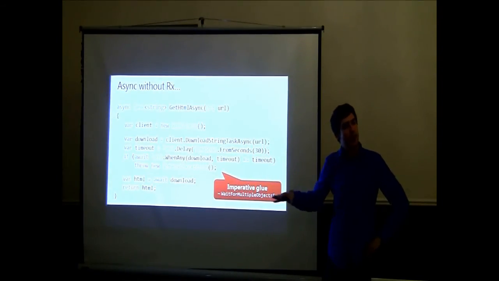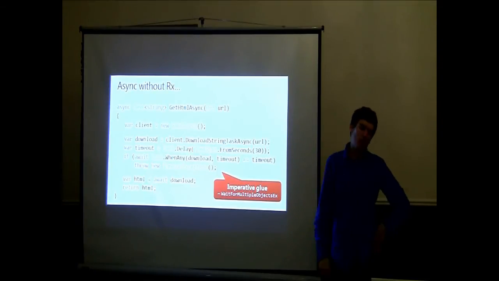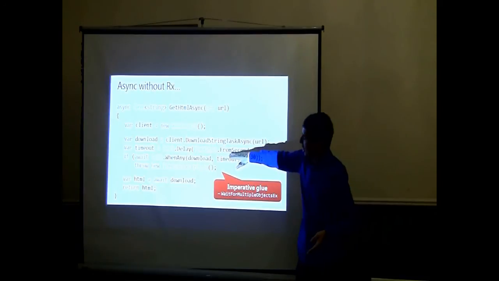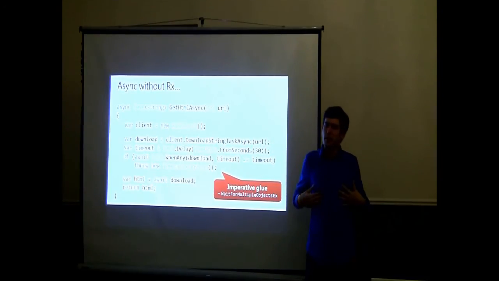It's great for imperative guys. Imperative guys will say, I will do WaitHandle.WaitAny, pass in an array, and then check the index to see which one came back, and then do some code based on that. But to do a delay or a timeout kind of thing feels a little bit artificial to me.